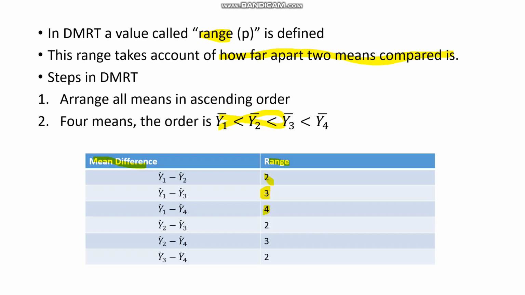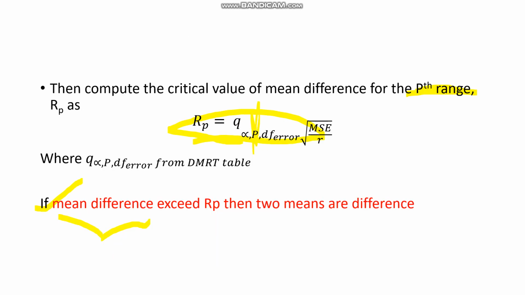So here we have considered the range for the order, but anyway, you cannot give values for your considered groups, and you need to take the real differences of those values and compare them with this calculated RP. If your calculated mean difference values exceed your RP, that means two means are different.